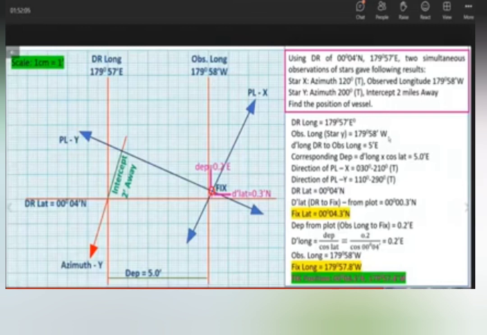So let me know once you are comfortable, beta. Then we'll move ahead. Is this question 5 or 6? Any question 5 or 6? You mean to say how many questions we have done?